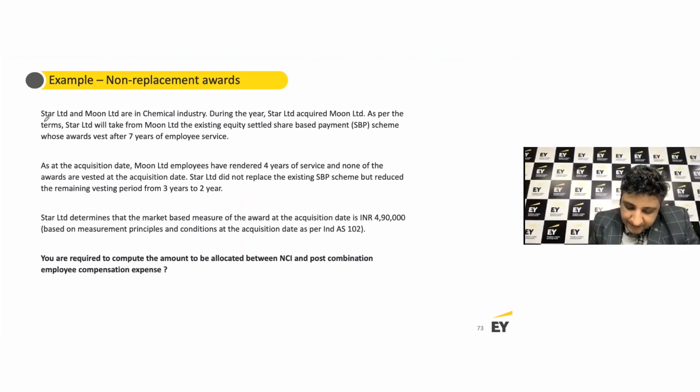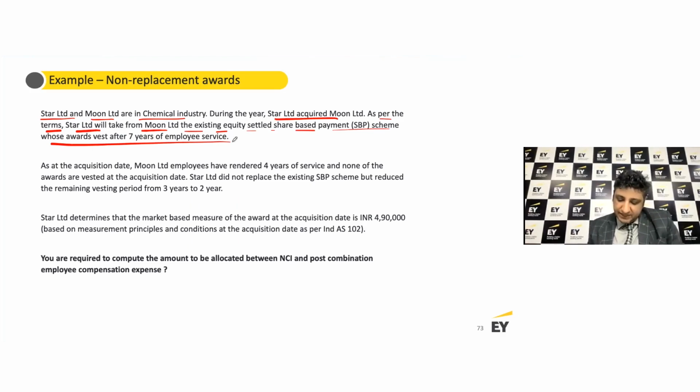It says that Star Limited and Moon Limited are in the chemical industry. During the year, Star acquired Moon. As per the terms, Star will take from Moon the existing equity settled payment whose awards vest after 7 years of employee service. At the date of acquisition, Moon's employees have rendered 4 years of service, and none of these awards are vested on the acquisition date.